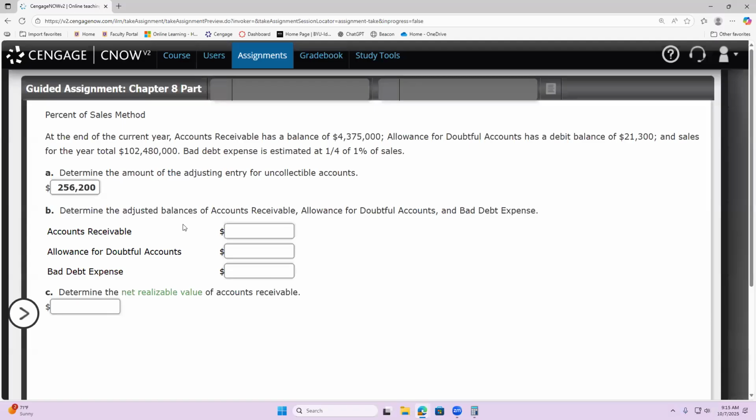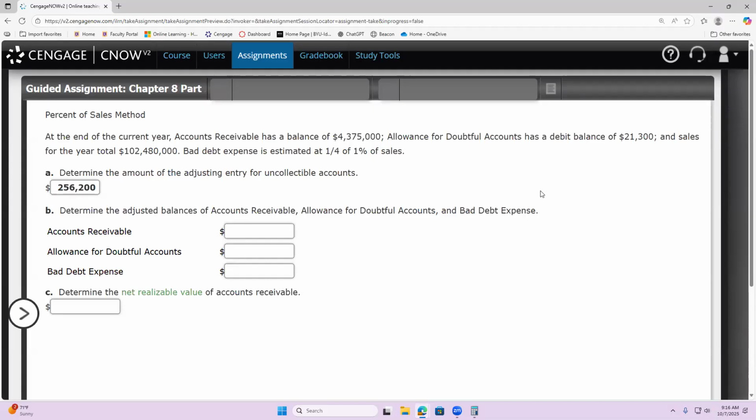Now they want us to determine the adjusted balances for accounts receivable, allowance for doubtful accounts, and bad debt expense. They told us that our accounts receivable has a balance of 4,375,000. I'm going to assume that's a debit balance, since that's the normal balance for an asset. Accounts receivable is an asset. The allowance for doubtful accounts has a debit balance.